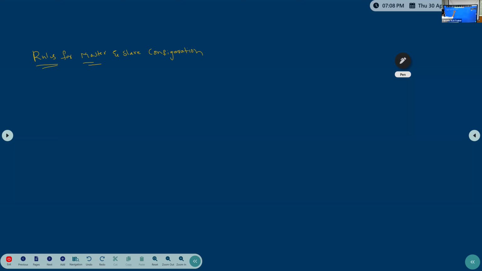Rules for master slave configuration. So what are the rules? First rule: with master slave configuration, if I want to make a JK flip-flop, the master should be JK. If I want to make a D flip-flop, the master should be D. If I want to make an SR flip-flop, the master should be SR. If I want to make a T flip-flop, the master should be T. Based on which flip-flop you want to build, that should be the master.